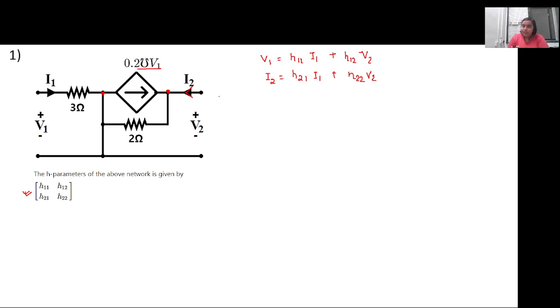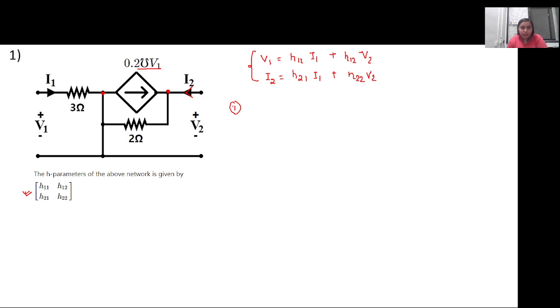There are two ways we can figure out the H parameter matrix. The first way I'll show is to simply write the equations. Since this is a very small network, we can easily write V1 in terms of I1 and V2, and I2 in terms of V1 and V2. We can then rearrange the equations in this format and calculate H11 and H12. So I'll just show the first way.